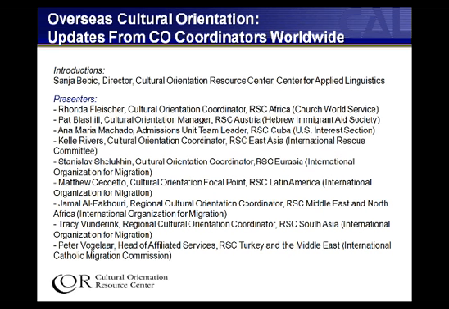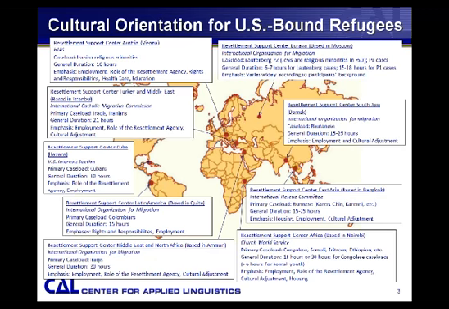To get us started with a brief overview of overseas CO for U.S.-bound refugees in general, this is a map and a slide that can be found on our website, culturalorientation.net. We will also post the PowerPoint following the webinar. It's a lot of information on the slide, but this is just to give you an overview of the numerous locations in which RSCs and the CO programs they conduct are located, and the variety of organizations and approaches that are represented in CO design and delivery for U.S.-bound refugees.